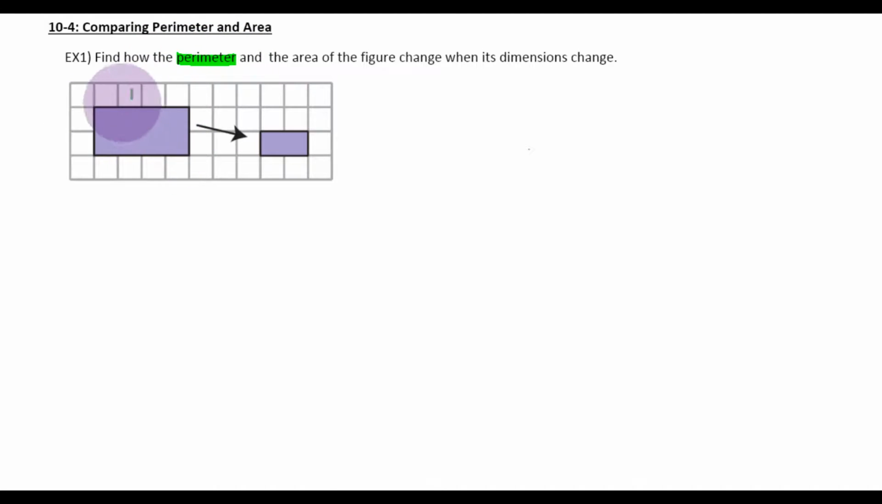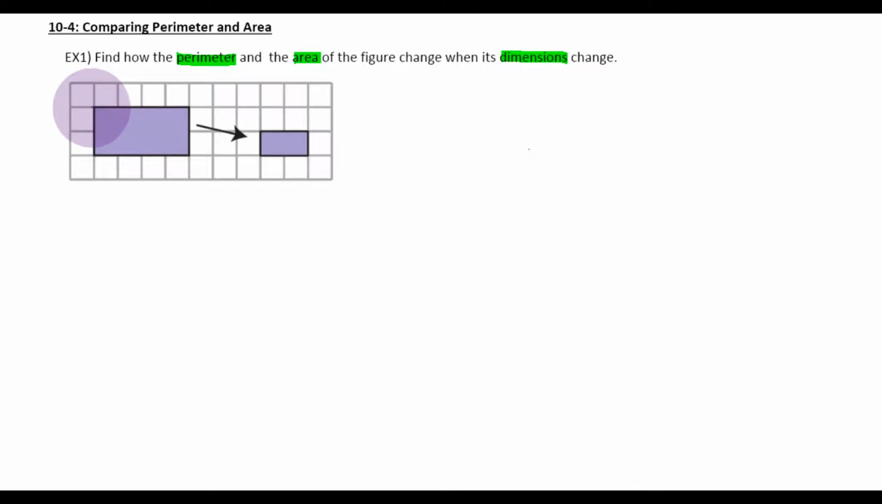We know that's the distance around the shape. Let's go ahead and highlight the word area. That's talking about how much space the shape takes up. And then we're going to also highlight that word dimensions. And dimensions is just saying, hey, the values along the side of the shape. So let's look at those dimensions.